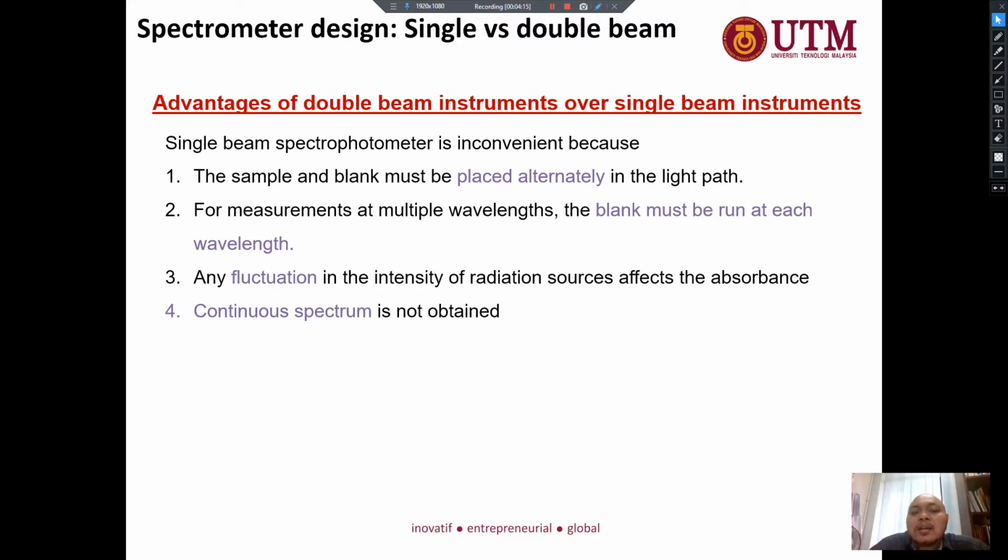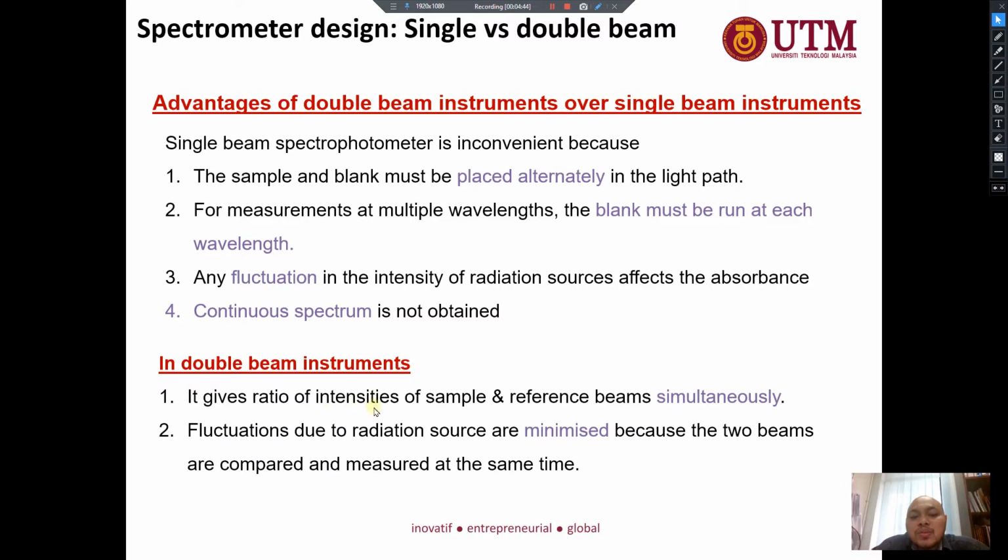But with the double beam, you can just change the desired wavelength. For example, right now you want to run at 200 and then you want to run at 220 and then at 270. You can run continuously without any interval between them.